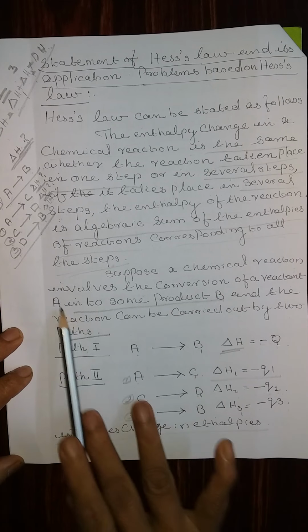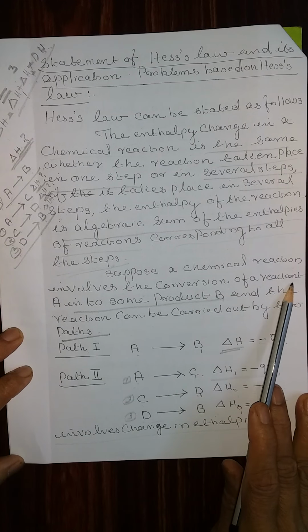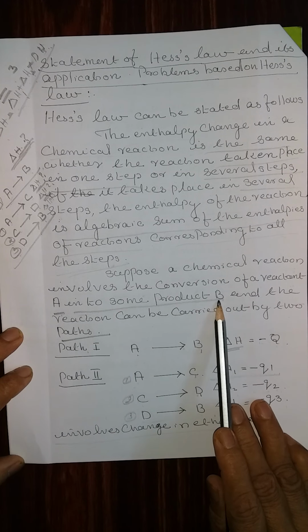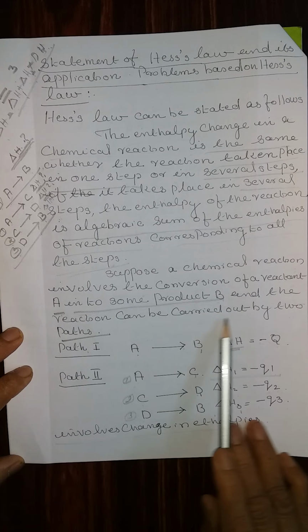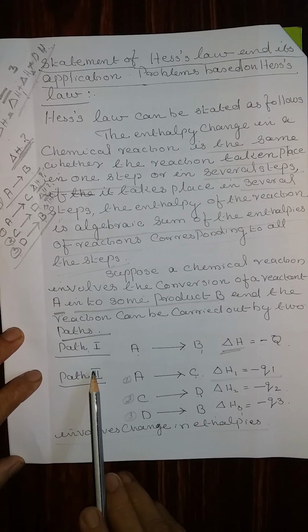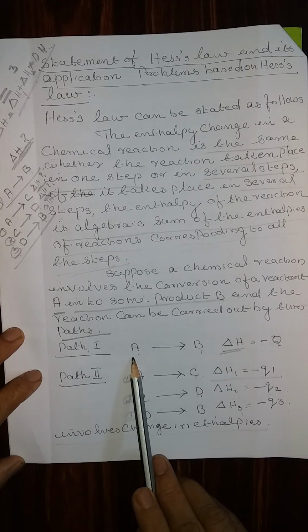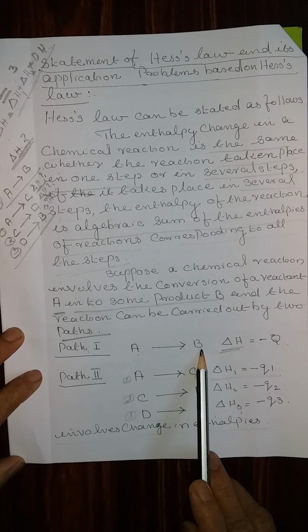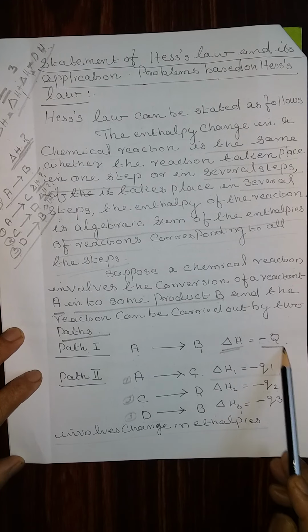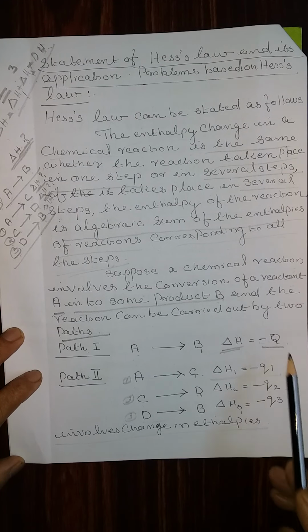Suppose a chemical reaction involves the conversion of a reactant A into some other product B, and the reaction can be carried out by two paths. That means two different ways. Path 1, A is directly converted into B and the delta H of that reaction is equal to minus Q. Path 2, that means another method.